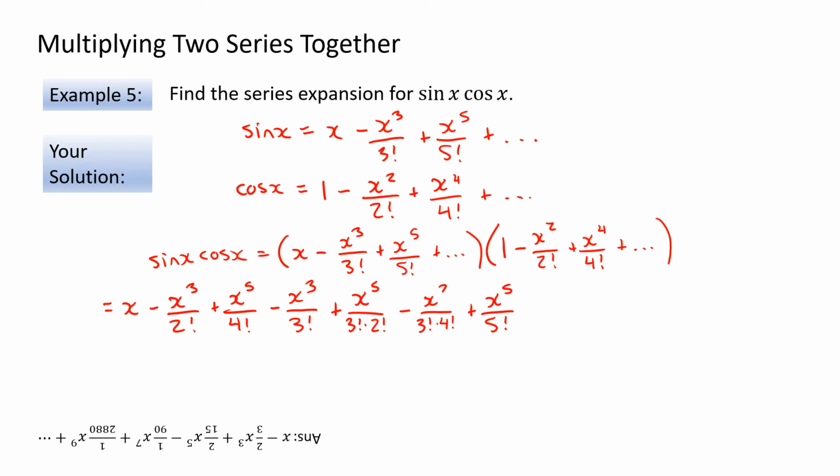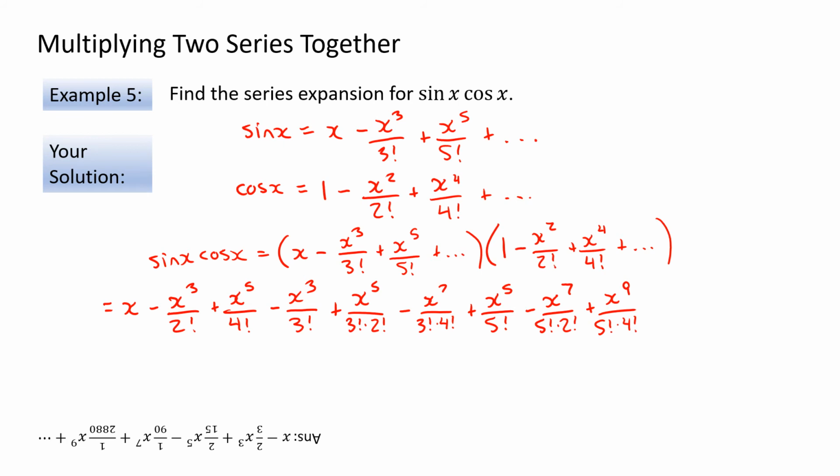X to the exponent 5 over 5 factorial times the second term, negative x squared over 2 factorial, becomes minus x to the exponent 7 divided by 5 factorial times 2 factorial. And our last term, x to the exponent 5 over 5 factorial times x to the exponent 4 over 4 factorial, which becomes plus x to the exponent 9 divided by 5 factorial times 4 factorial. Okay, so you see it's a lot of terms.